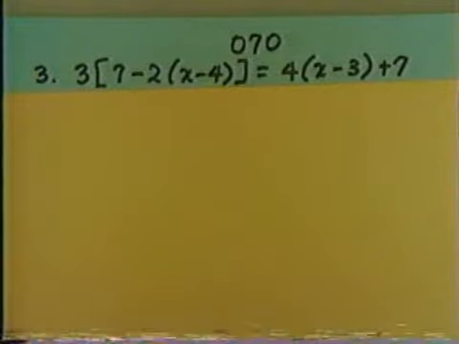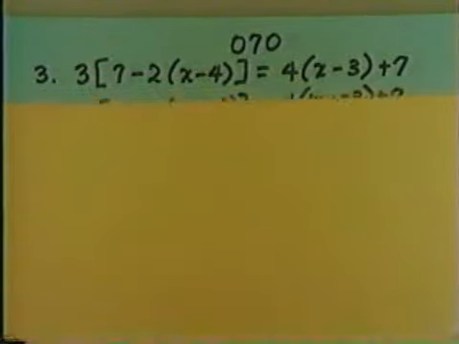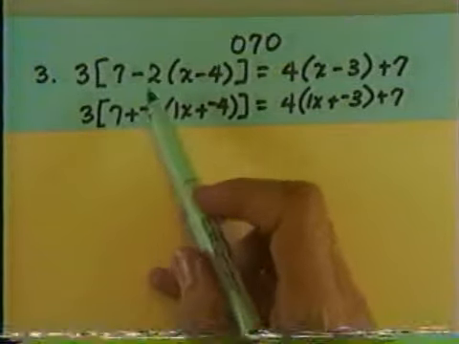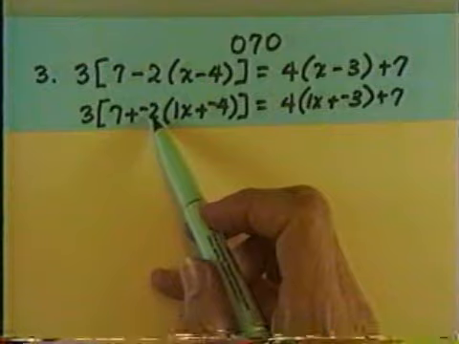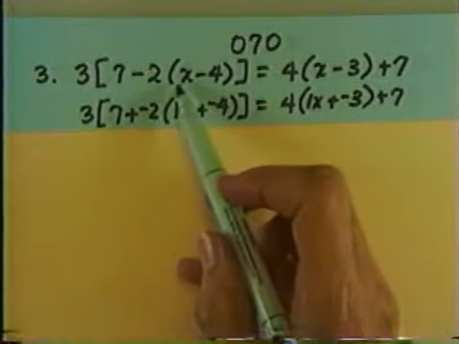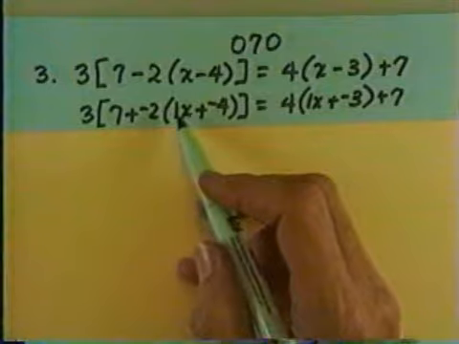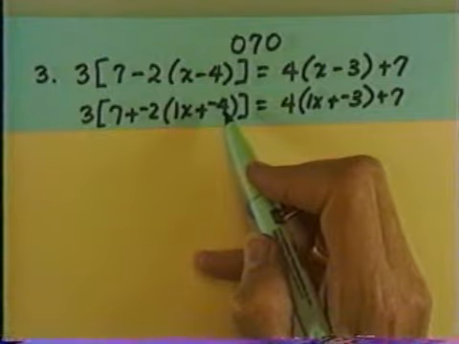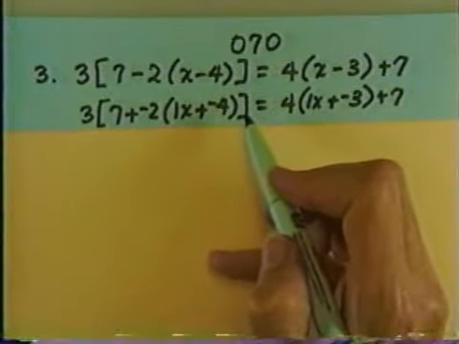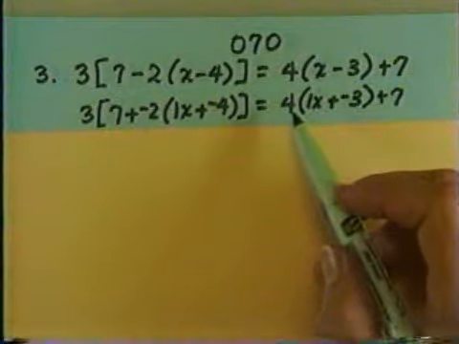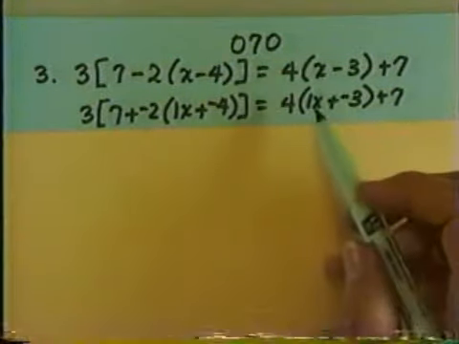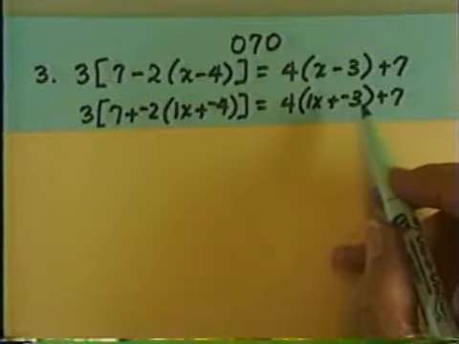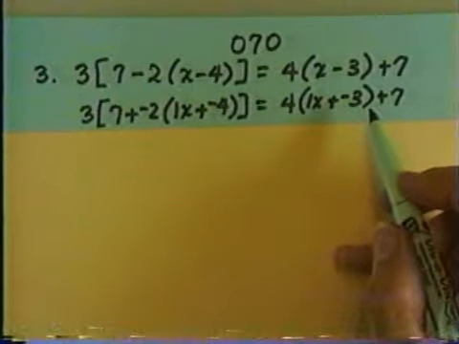Let's begin by changing our subtraction to adding the opposite, and we'll fill in any one coefficients that we feel the need for. So we get 3[7. Instead of subtract 2, we write add negative 2. Inside the parentheses, we have x, which really means 1x. Subtract 4 is changed to add negative 4. The parentheses and brackets are closed. On the right-hand side of the equation, 4(, the x becomes 1x. Subtract 3 becomes add negative 3. Close the parentheses, add 7.